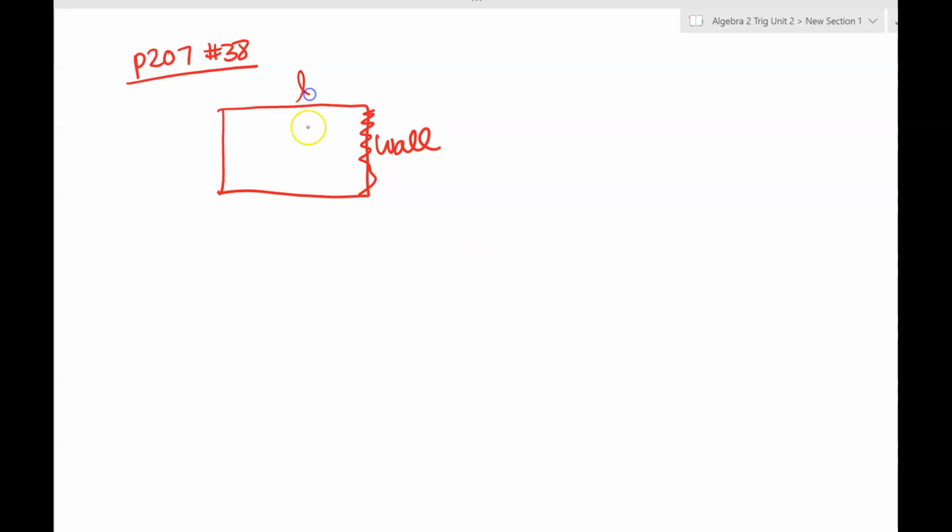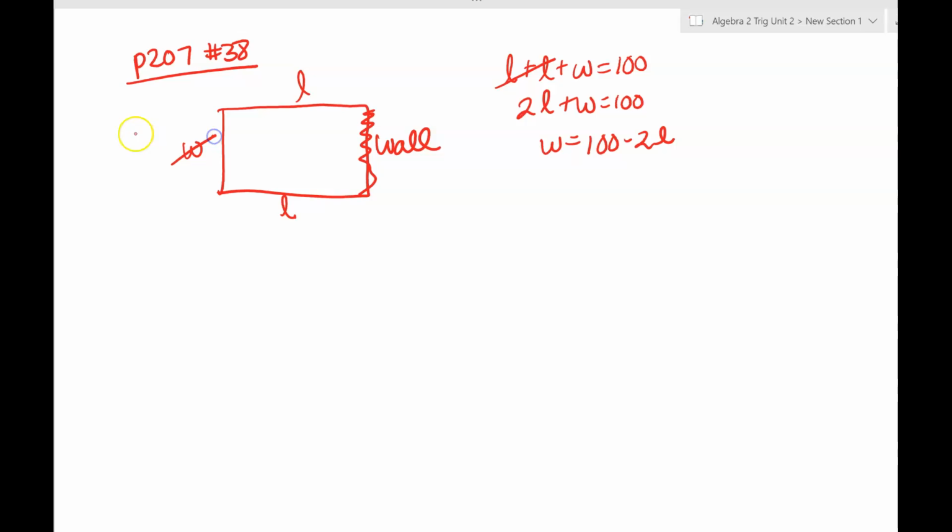and this the width, you would basically need the length plus the other length plus the width to equal 100. And they already labeled that on there for you. These two can combine together as 2 lengths. And they label on the diagram that the width is equal to 100 minus 2L.